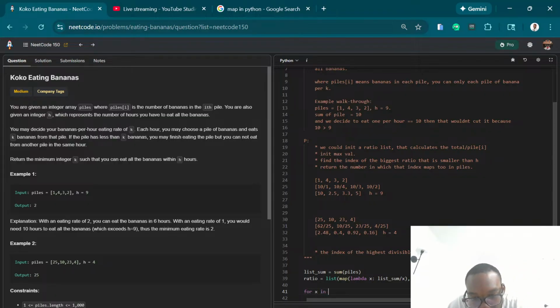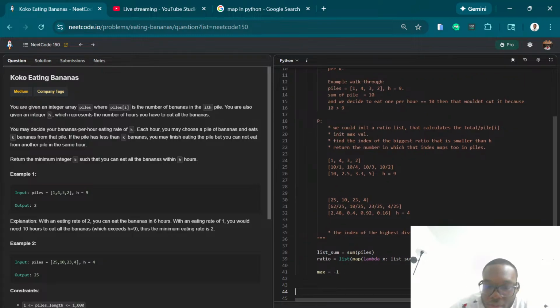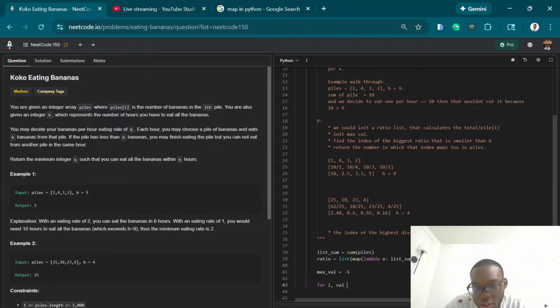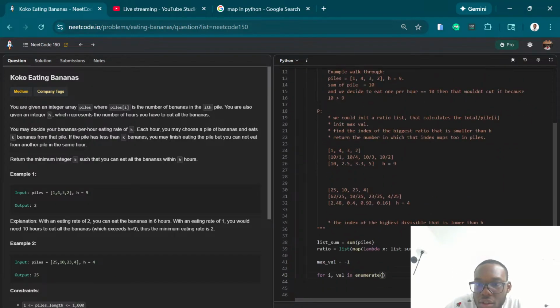For x in, max is equal to minus 1. Let's put that there. For max. So it'll be then for I comma val in enumerate, what was it again? Piles. Okay. I comma val in enumerate.